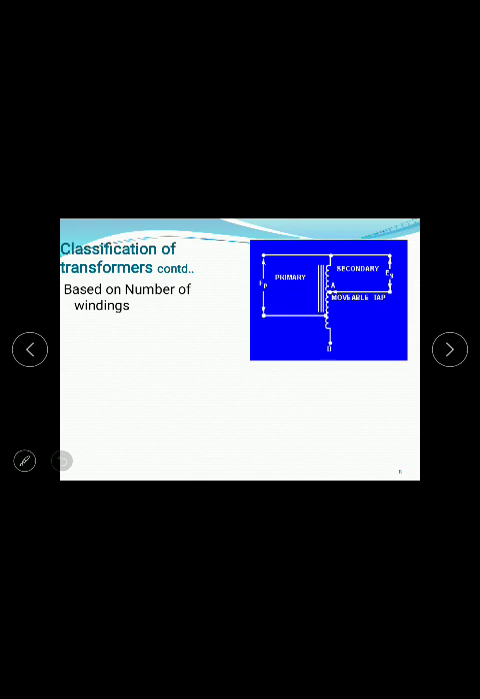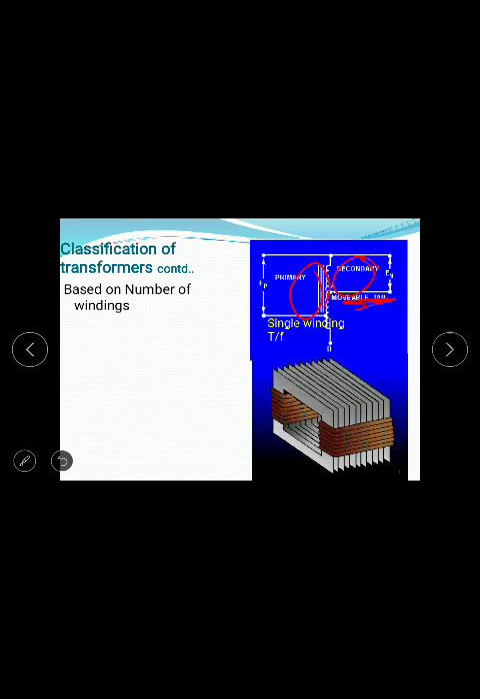The next classification is based on the number of windings. Here this is a primary, secondary, single winding transformer. This is the primary and this is the secondary. This is the movable part. So here this is the constructional diagram of the single winding transformer, as opposed to a transformer using multiple windings.